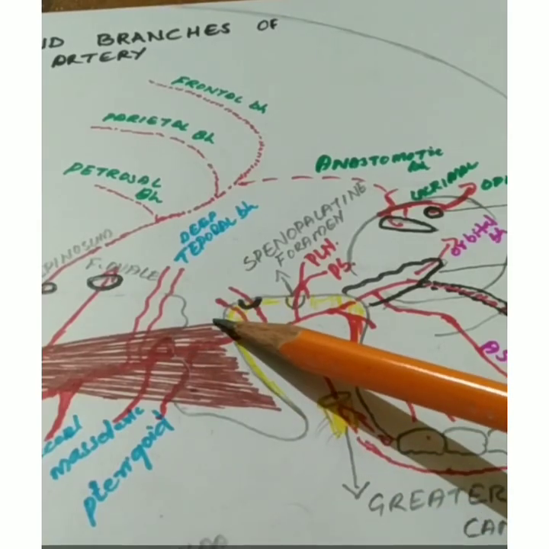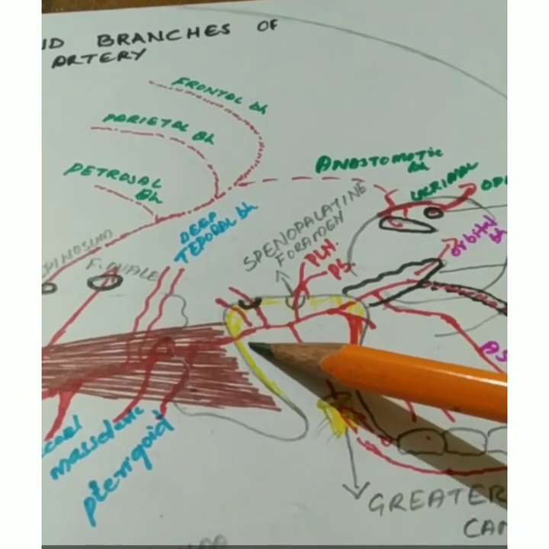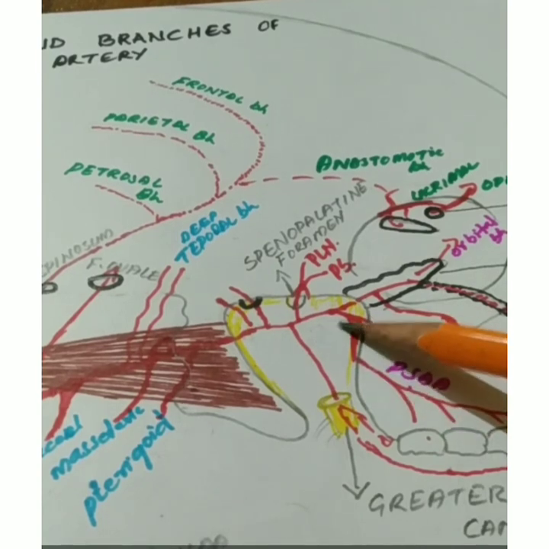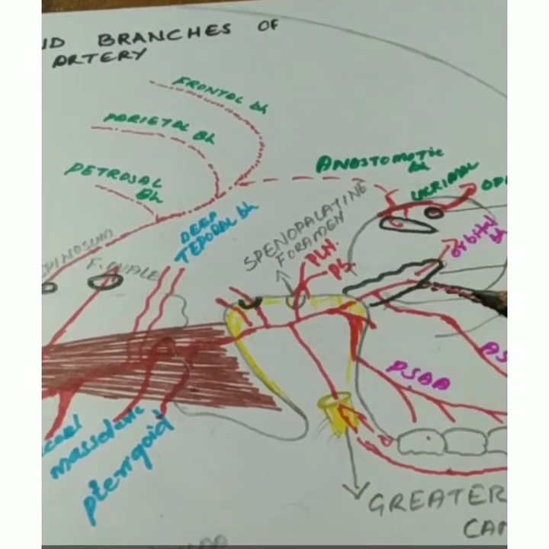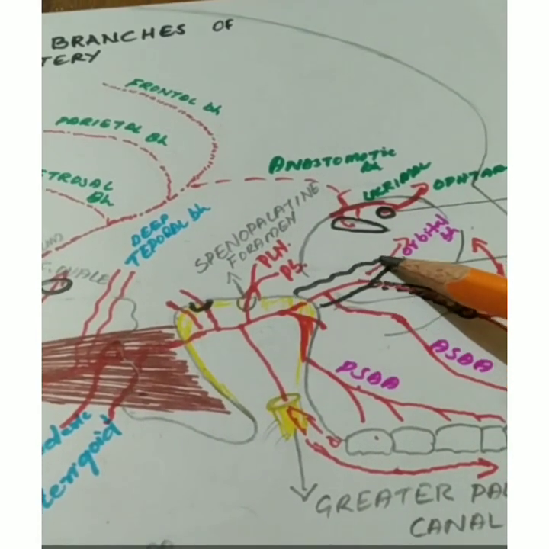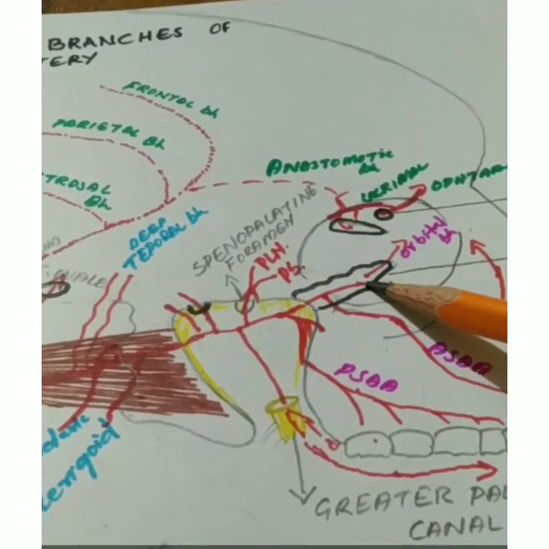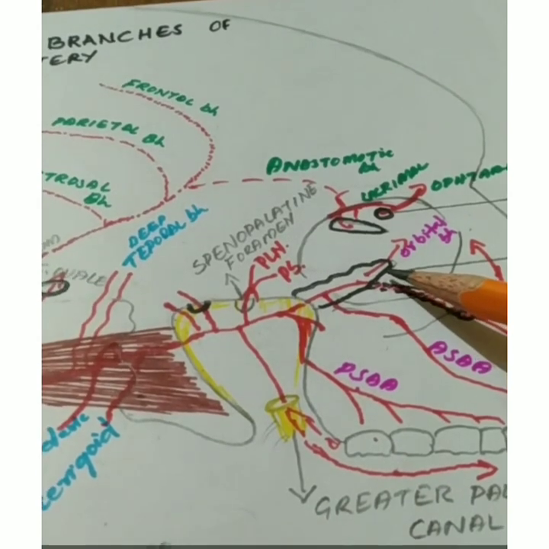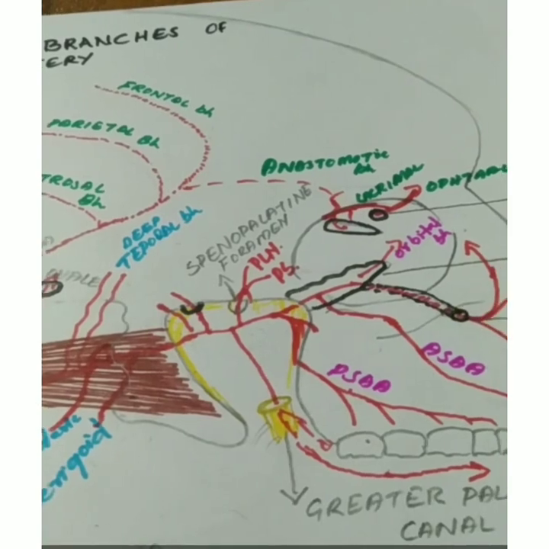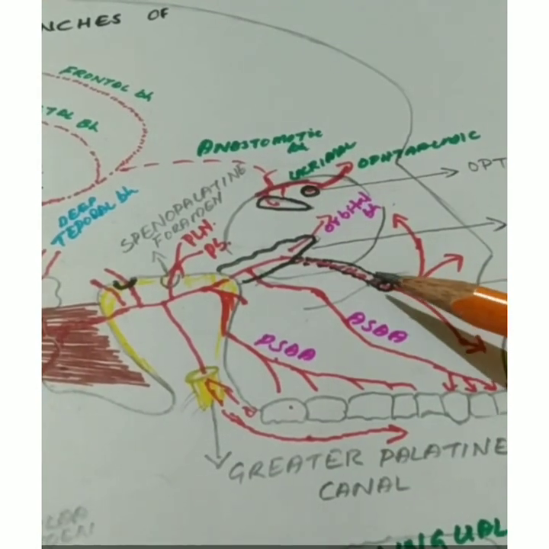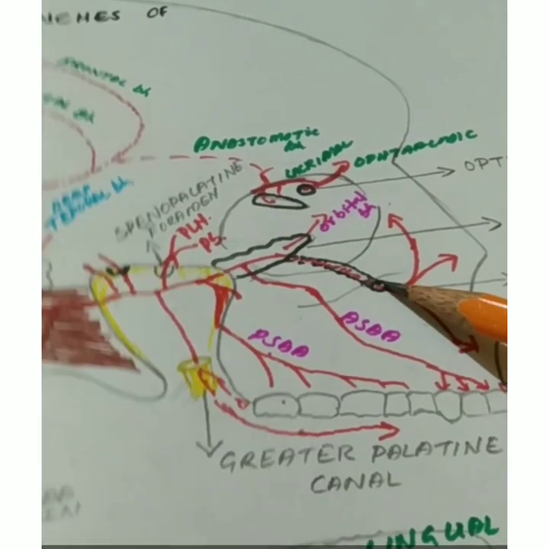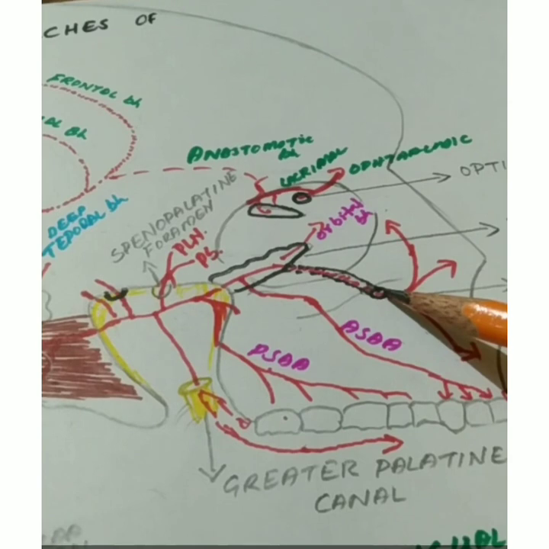Pterygopalatine part, which passes through the two heads of the lateral pterygoid and passes through the pterygomaxillary fissure to enter the pterygopalatine fossa. From the pterygopalatine fossa, it enters the orbit through the inferior orbital fissure, and it traverses through the floor of the orbit, enters the infraorbital groove, and then the infraorbital canal, and it enters into the face.